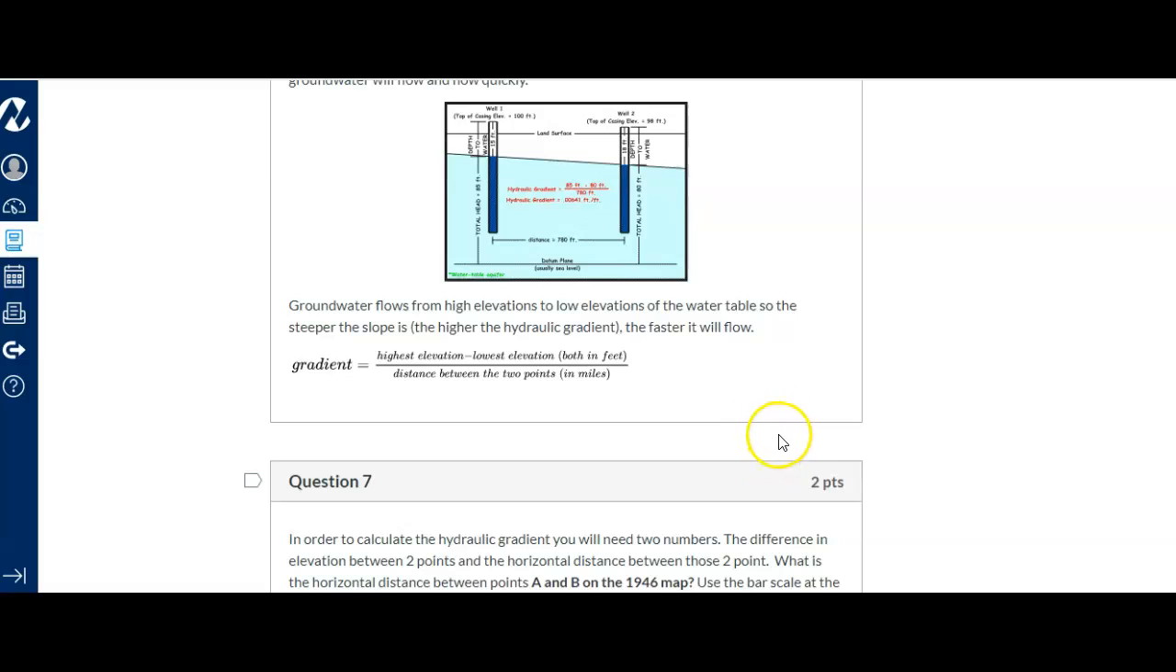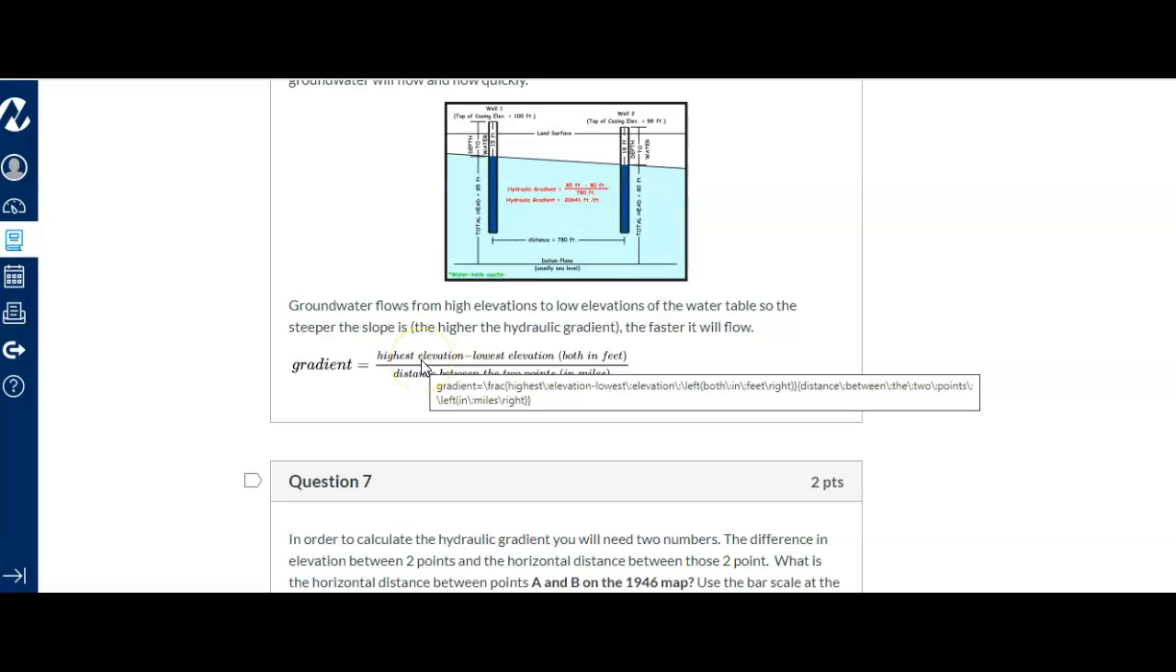Here comes some of the calculations. So some other information that's useful is what's called the hydraulic gradient or the gradient. Now, gradient is something we talked about when we did topographic maps, and it's the same thing. It is the slope of that surface. Instead of talking about the surface of the earth, we're talking about the surface of the water table. We still calculate it the same way. We need 2 points. We need the elevation of one point, the elevation of the second point.